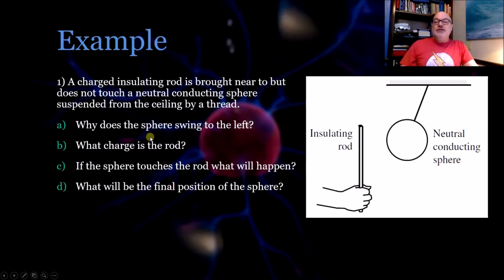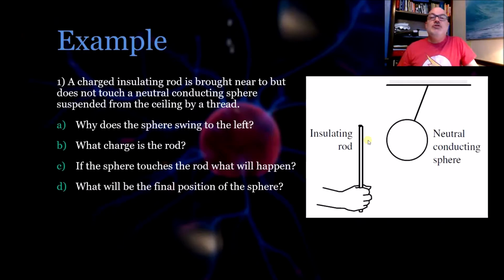A charged insulating rod is brought near to, but does not touch, a neutral conducting sphere suspended from the ceiling by a thread. Okay? So, and here's what it looks like. A first question is, why does the sphere swing to the left? Well, this neutral object polarizes. And so what we end up with is a net charge on this side that's closer to the rod, that attracts, and the part that's repelled is farther away from the rod. So it gets less of a force of repulsion.